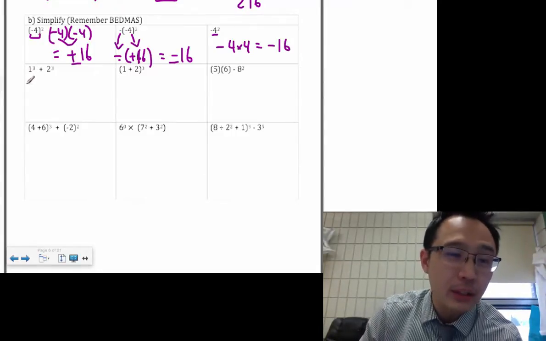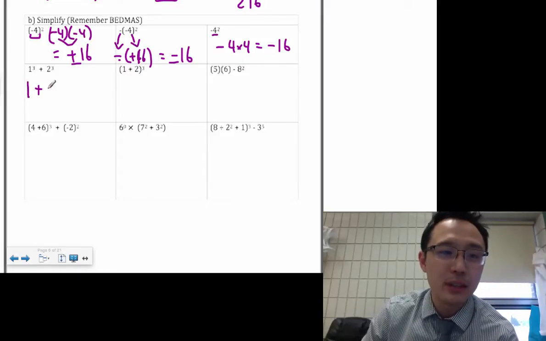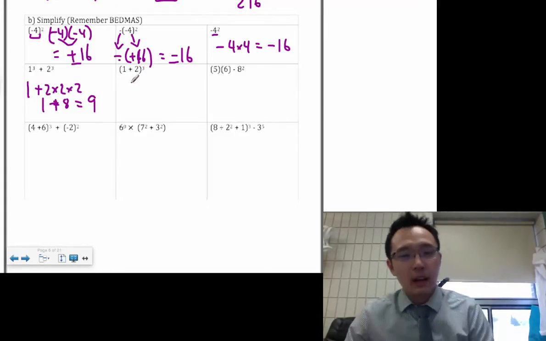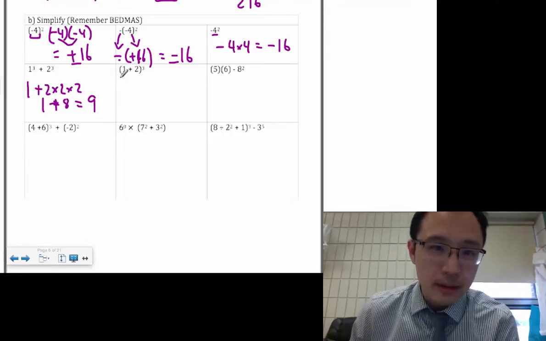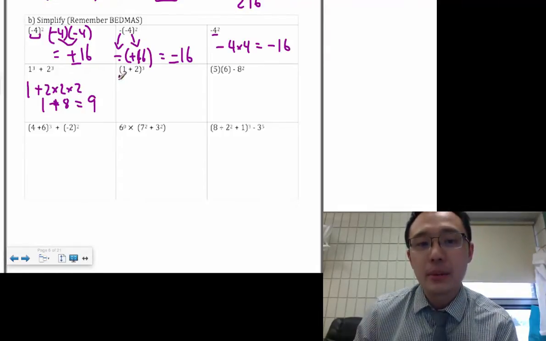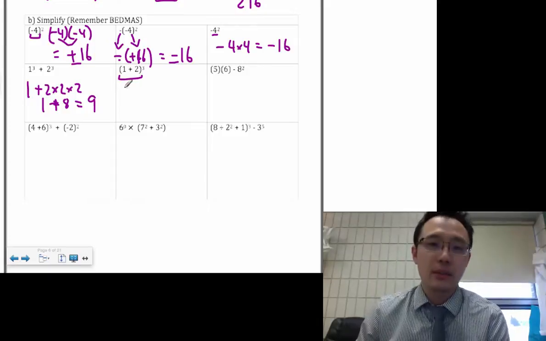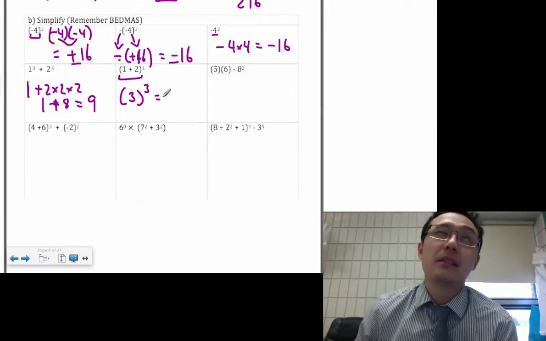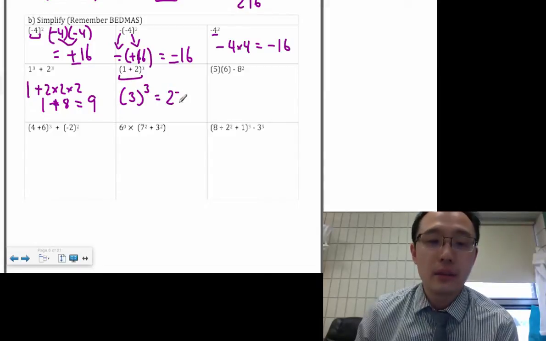1 cubed is 1 times 1 times 1, which is 1, plus 2 times 2 times 2, which is 8. Or 1 plus 8, sorry, which is 9. That's your answer. This one is following BEDMAS, so because you have brackets and exponents, you want to do everything inside the brackets first. So 1 plus 2 is 3 to the power of 3. This is 3 times 3, 9, times 3 gives you 27.